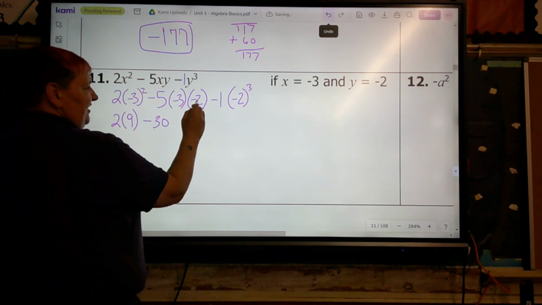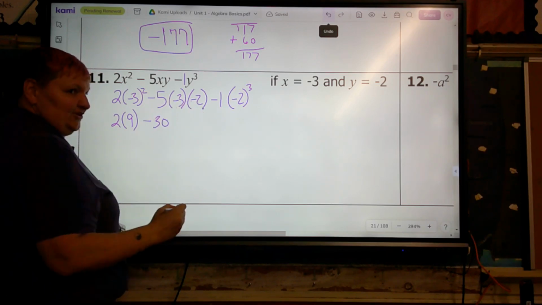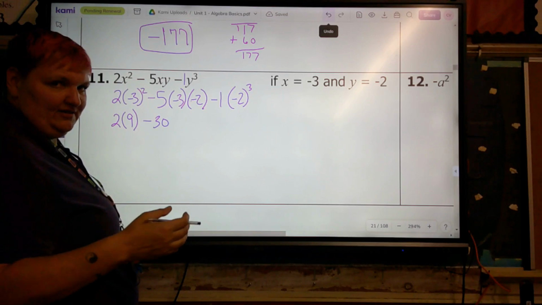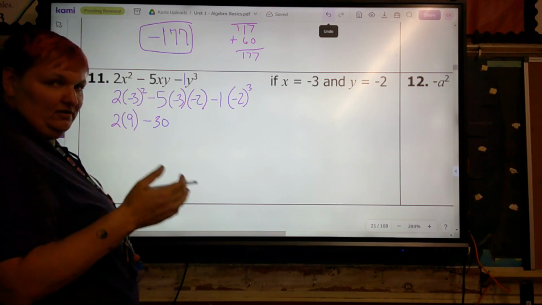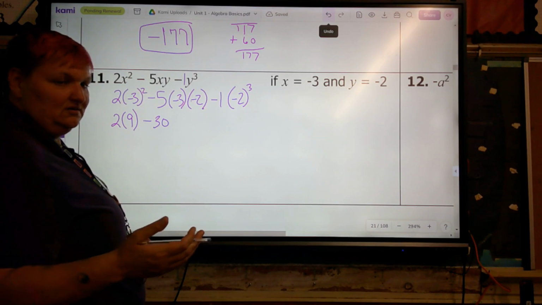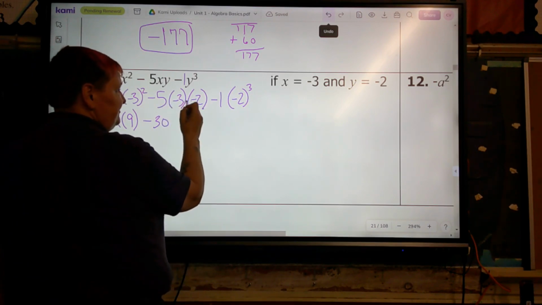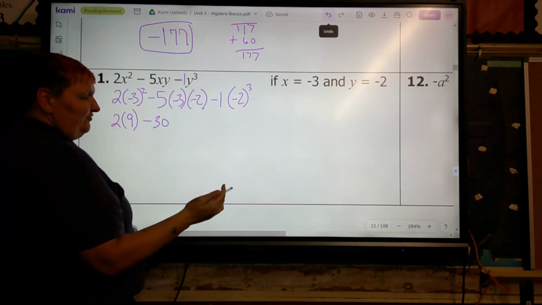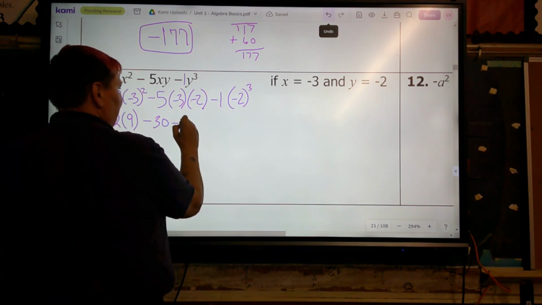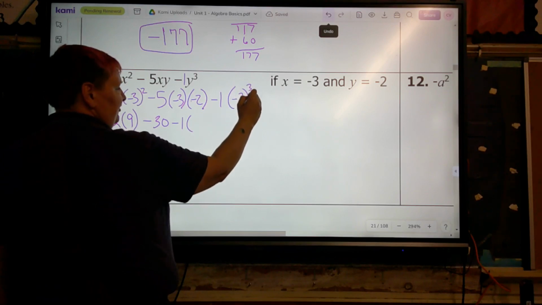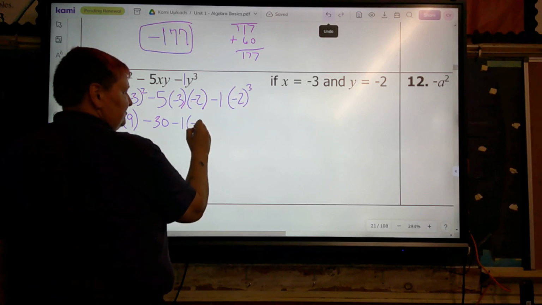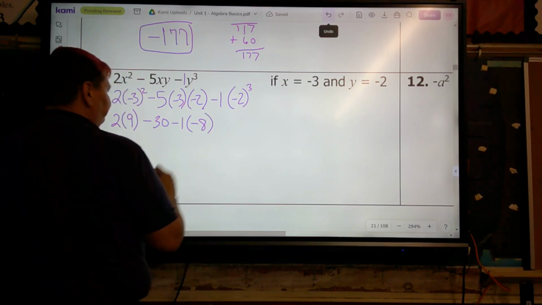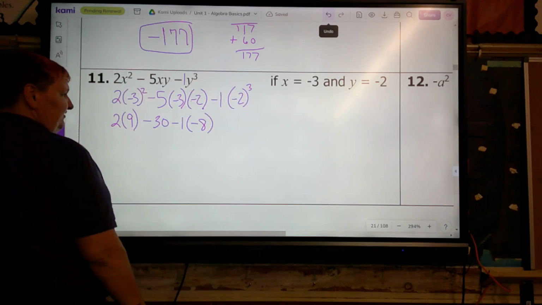Or you could do 3 times 2, which is 6. 6 times 5 is 30. Remember, when you're adding or multiplying, the order doesn't matter. That's the commutative property. You can do it in any order you want. So whichever is easier for you, to do 15 times 2 or to do 6 times 5. Alright, and then you have negative 1 times negative 2 to the third power. 3 negative signs, so we know it's going to be negative. 2 times 2 is 4, times 2 is 8. All the exponents are gone.